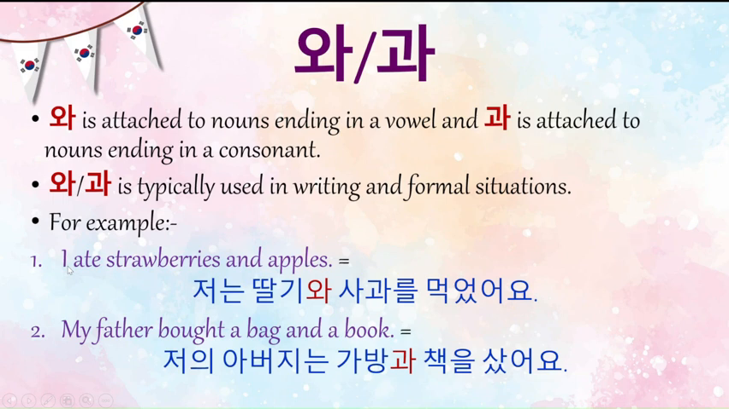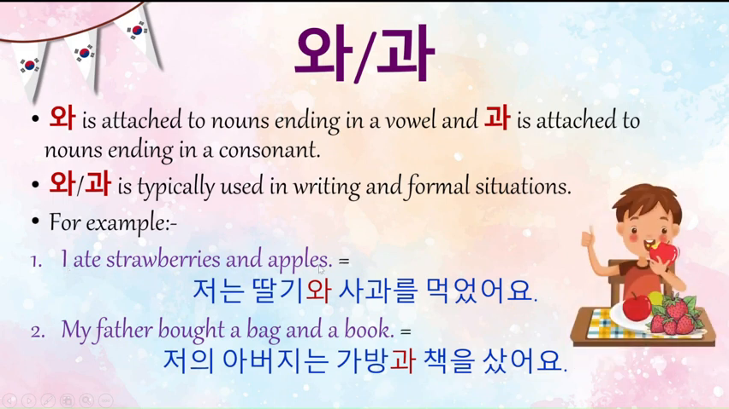First one is, I ate strawberries and apples. In Korean, it is going to be 저는 딸기와 사과를 먹었어요. Strawberry in Korean is called talgi and apple is sagwa. Now strawberries and apples. So we have to use the Korean particle for and over here. Now because talgi ends in a vowel, what are we going to attach to it? Wa. So wa is coming between these two nouns, strawberry, apple. You can see it? Okay. Wa is directly attached to the preceding noun.